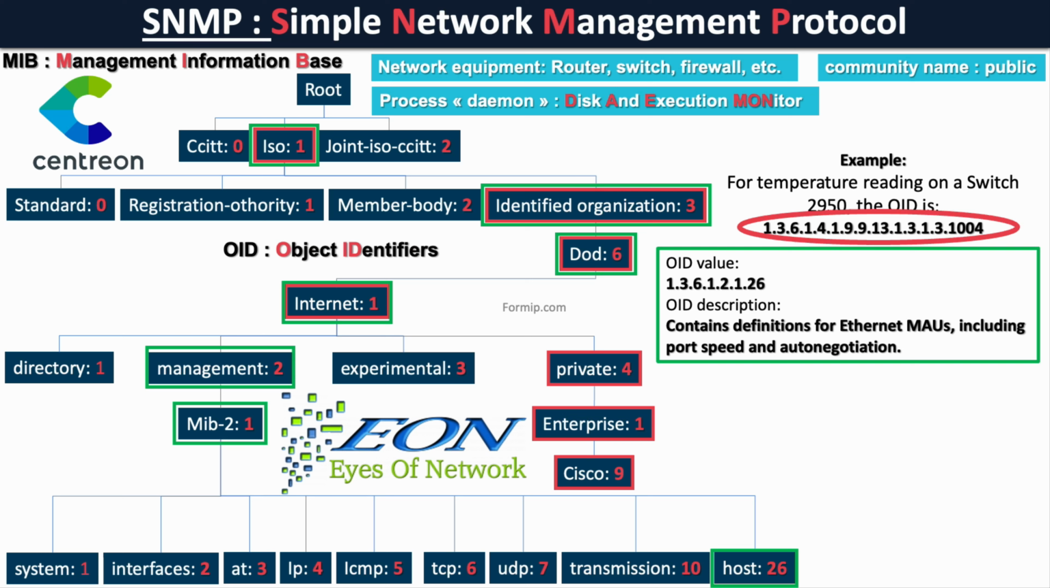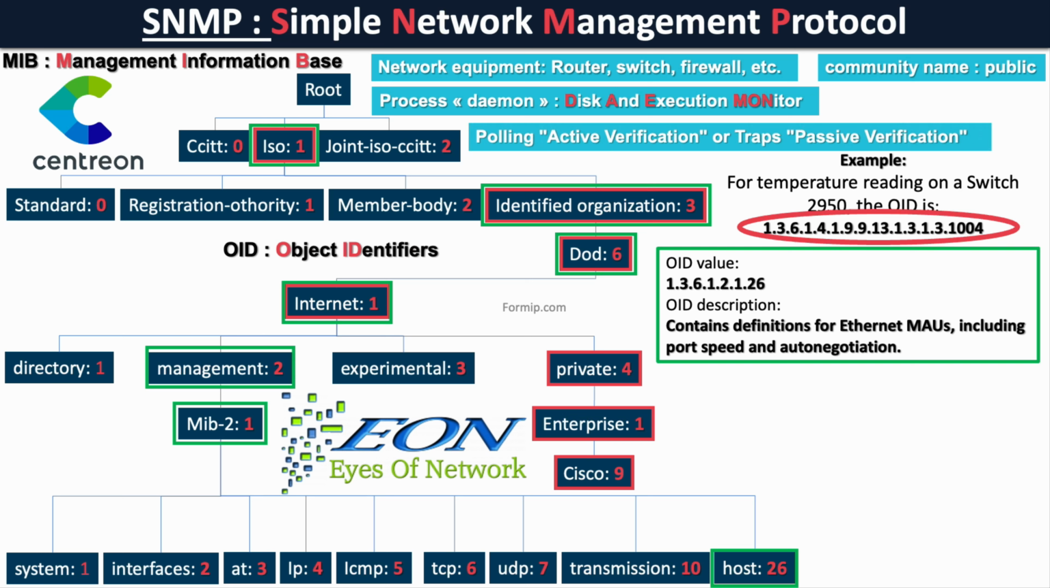SNMP can be used in two different ways: polling, or traps. Polling is the process of sending a query at regular intervals to get a particular value. This active verification technique allows a program or script to check whether the data returned is correct.